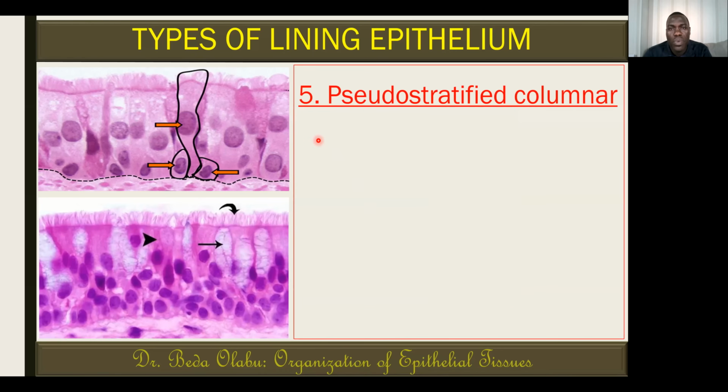The next type of epithelium I want to talk about is pseudostratified columnar epithelium. Now look at this epithelium. First, let's look at the image on top left. So we see epithelium where you have short cells and tall cells, and all the cells rest on the basal lamina. So it is pseudostratified.